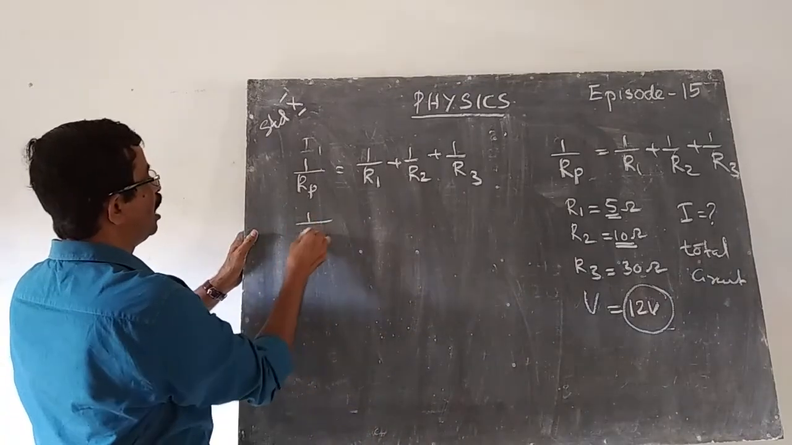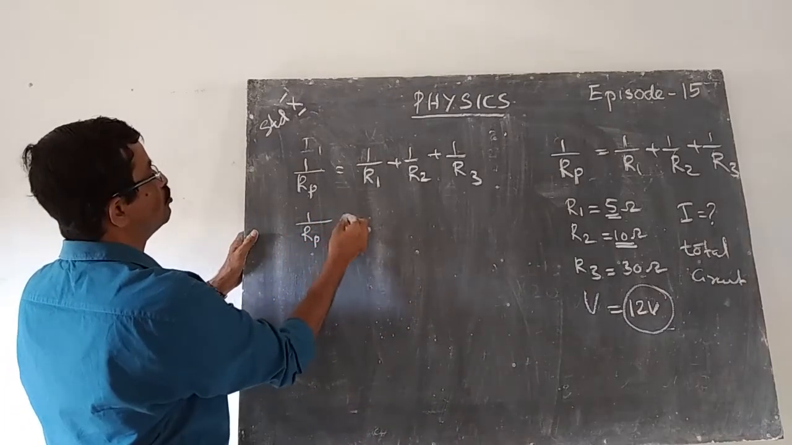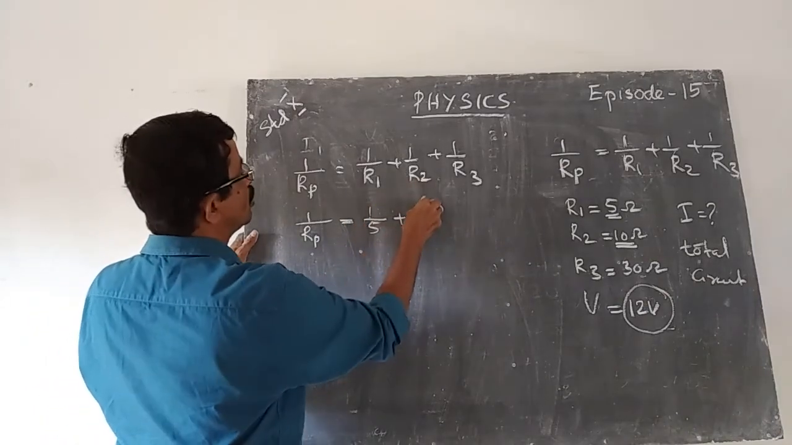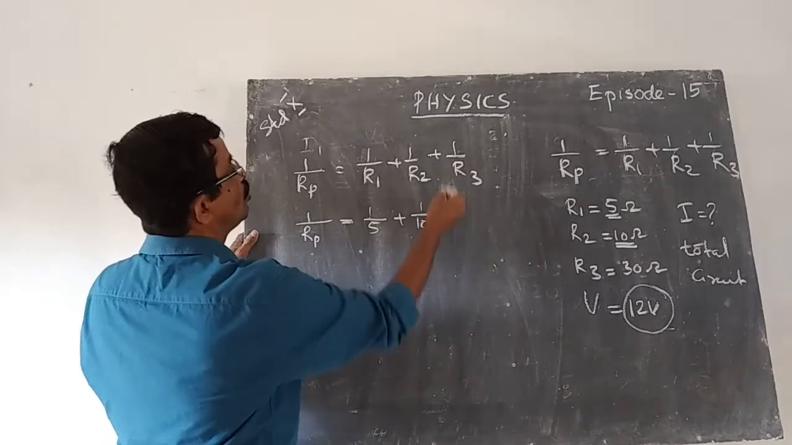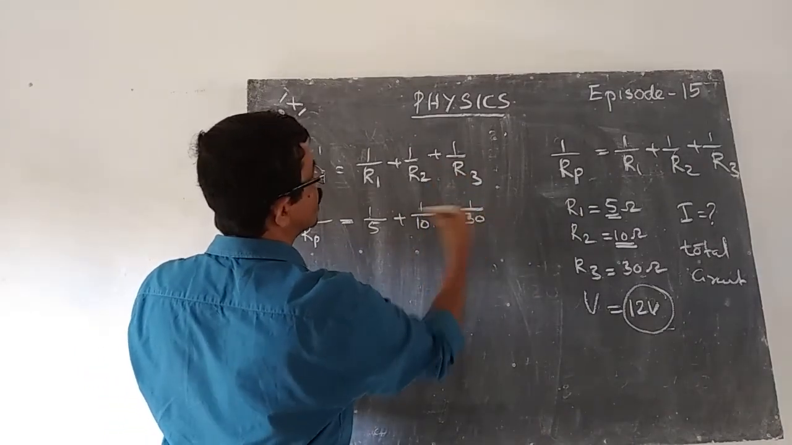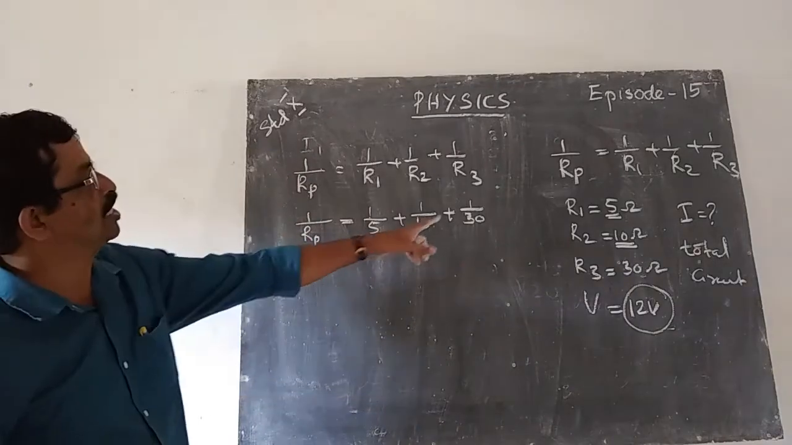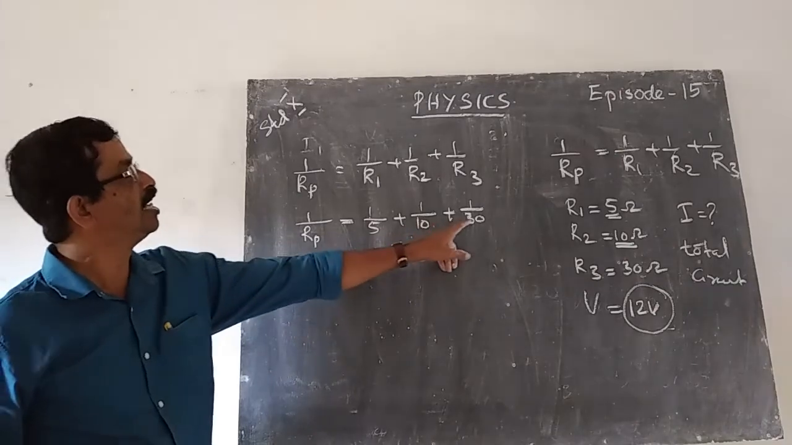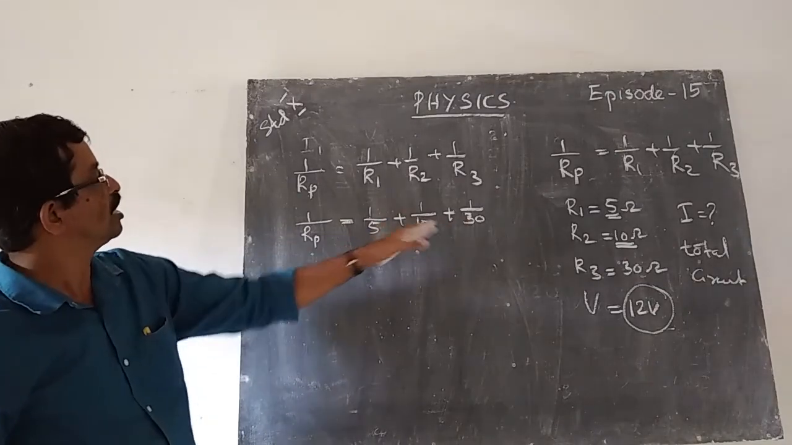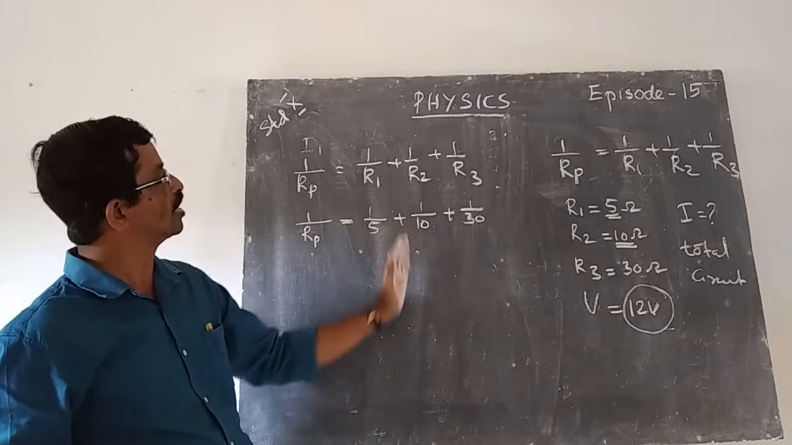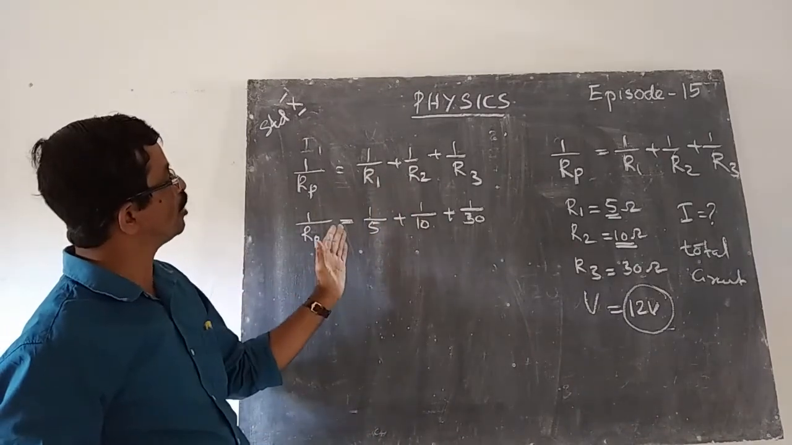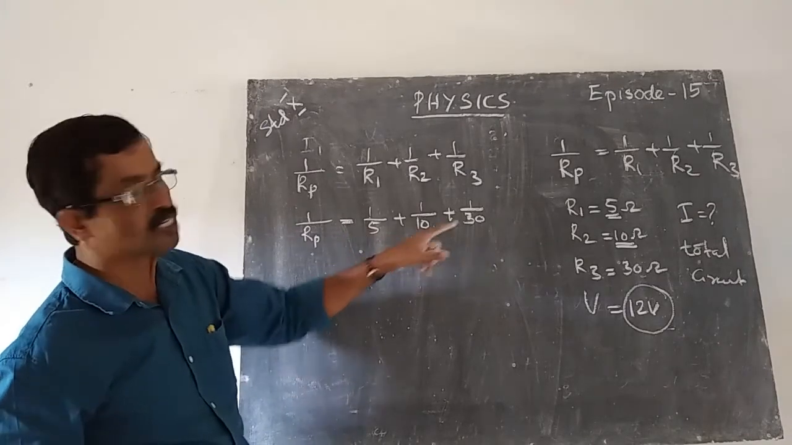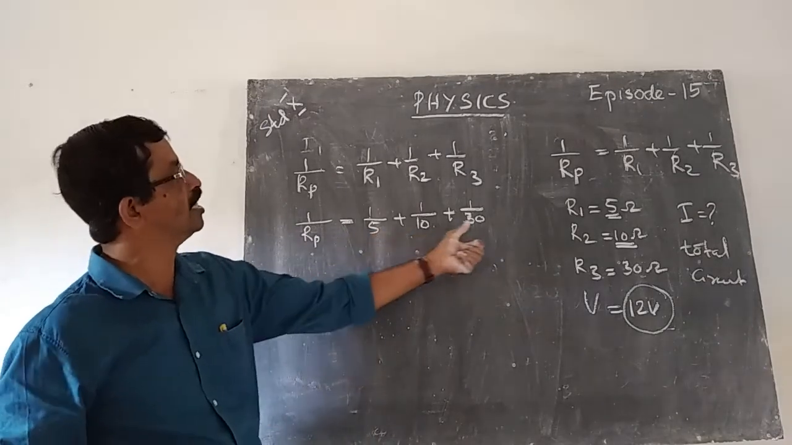Here 1 by Rp is equal to 1 by R1, that is 5, plus 1 by R2, that is 10, plus 1 by 30. Now we want to find out the sum of this. For that, you see here the denominators are 5, 10 and 30, and these are fractions. To add fractions, the denominators must be the same.